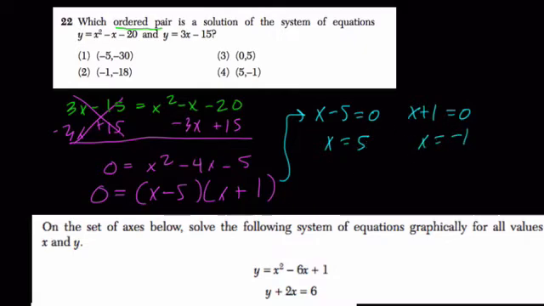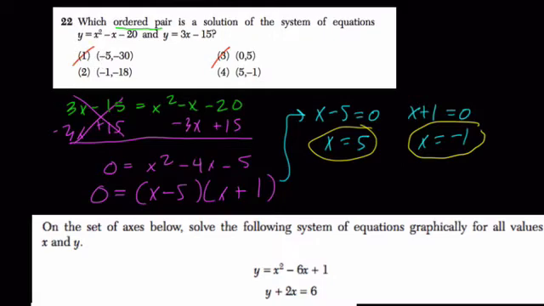So this just means that the x values when these two functions meet are 5 and negative 1. So we can cross out choice 3 and 4 from our list. Choice 3 has 0. And we can cross out choice 1 because it has negative 5, but we need positive 5.